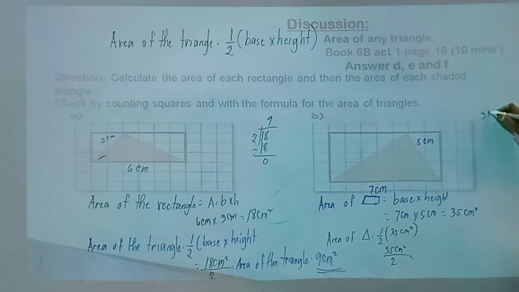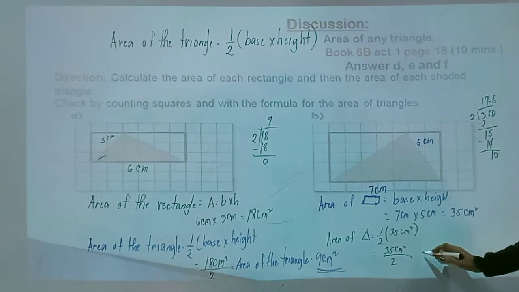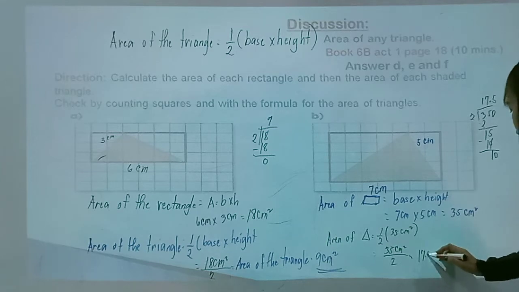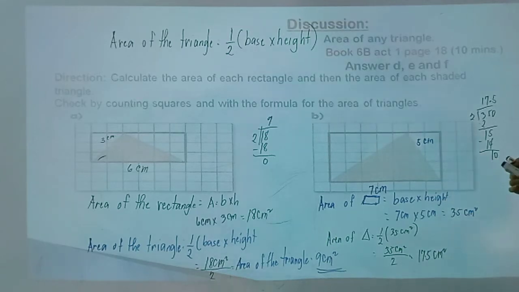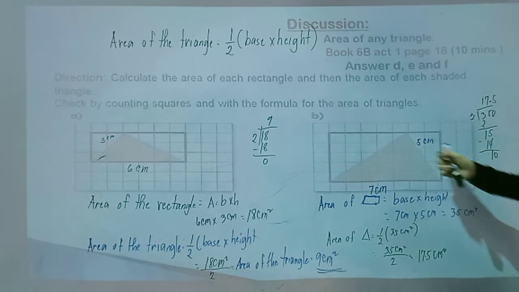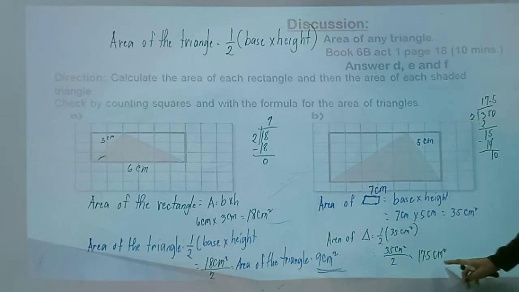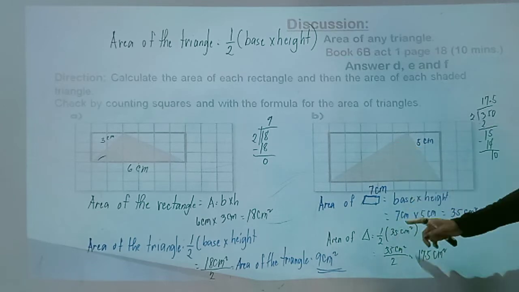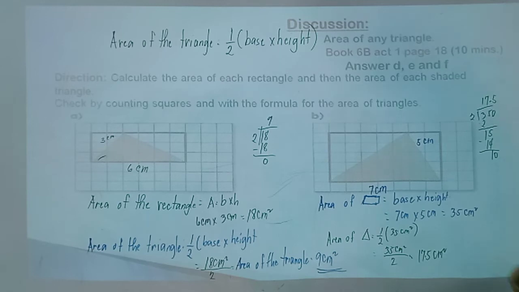So 35 divided by 2. 3 divided by 2 is equal to 1. 1 times 2 is equal to 2. 3 minus 2 is equal to 1. Bring down 5. 15 divided by 2 is 7. 7 times 2 is equal to 14. 5 minus 4 is equal to 1. So we need to add 0. 10 divided by 2 is 5. Therefore, class, the area of the triangle is equal to 17.5 centimeter squared, and the area of the rectangle is equal to 35 centimeter squared.